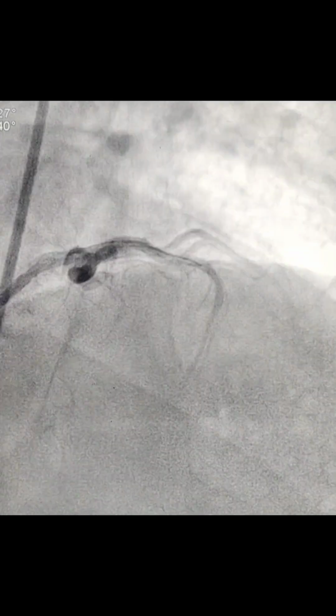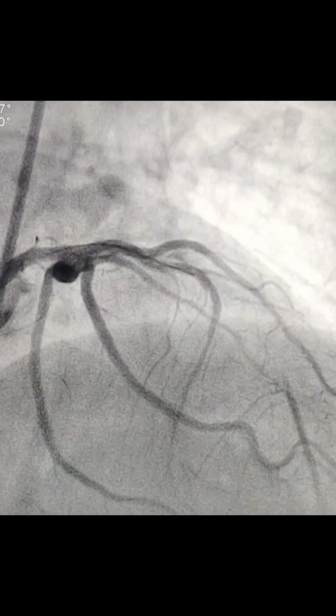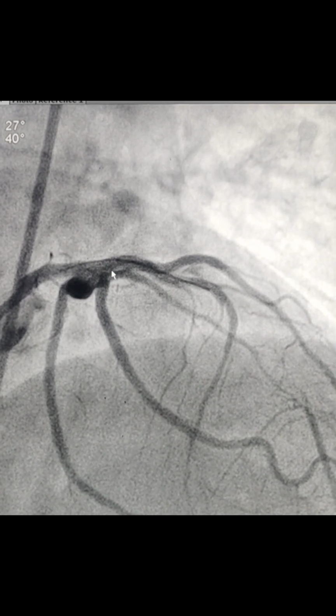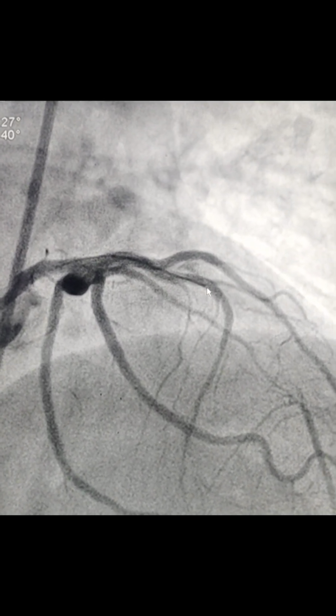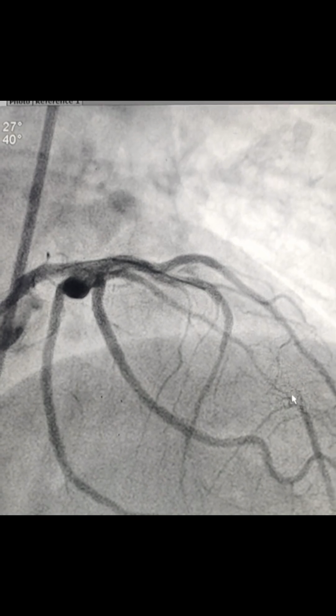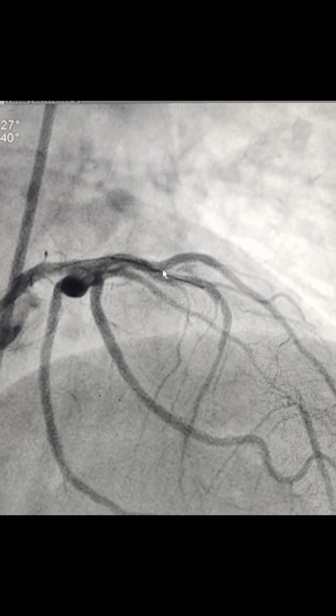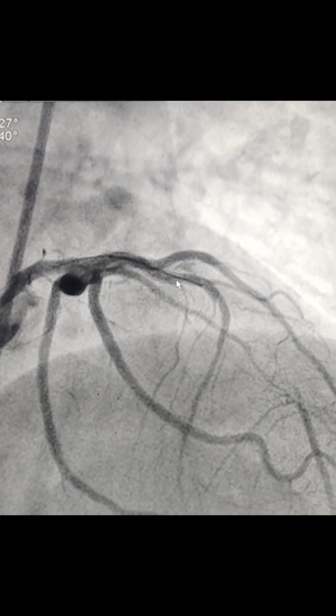Then we started with a microcatheter and wire, directly with the Gaia 2 wire. It was very difficult to cross. There were many hurdles because we had to cross this portion and then meet in the distal segment, and there was a septal and a diagonal, so the wire was going here and there.